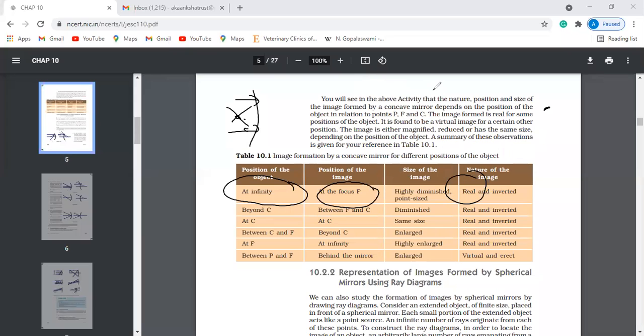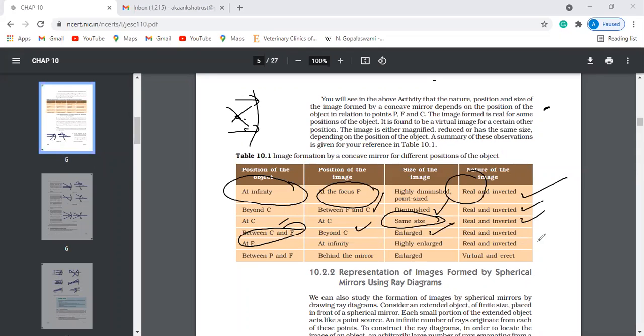Real image in the sense two lines are really meeting each other. Then we call it a real image. Okay, so it's a real image and inverted. Inverted, right? Beyond C. So between F and C, the image will form diminished, real, and inverted. At C, same size, that we have discussed now, real and inverted. Between C and F, if the object is there, beyond C, you will get an enlarged image. That's what I told you now.